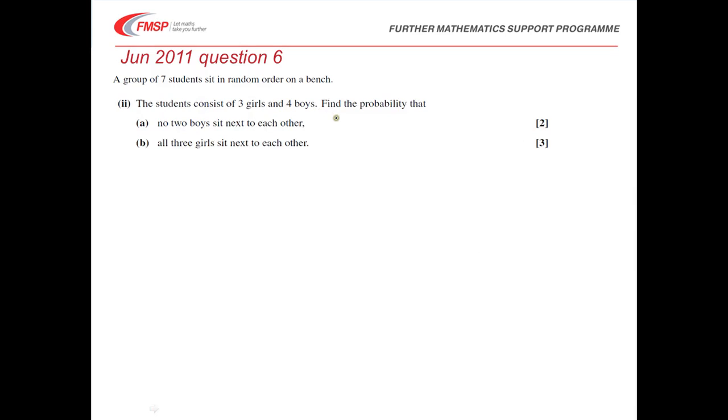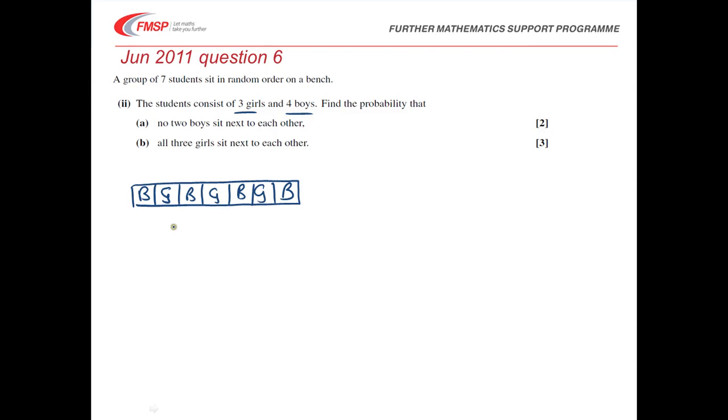Now, the students consist of 3 girls and 4 boys, and we want to find the probability that no 2 boys sit next to each other. Now, you have to think about this quite hard, but you come to the conclusion that this can only happen if your seating is boy, girl, boy, girl, boy, girl, and boy. I'll leave it as an exercise for you to convince yourself that if it's not that order, you will always end up with 2 boys sitting next to each other.